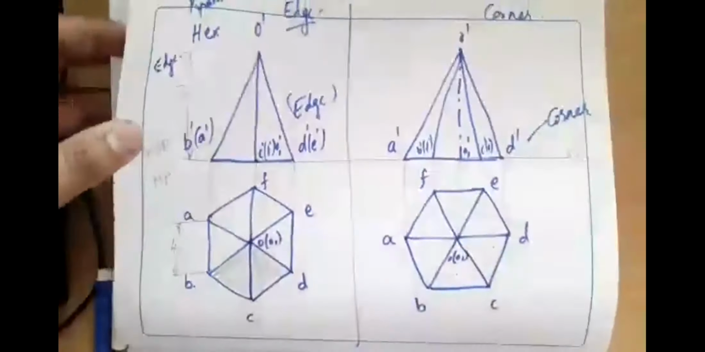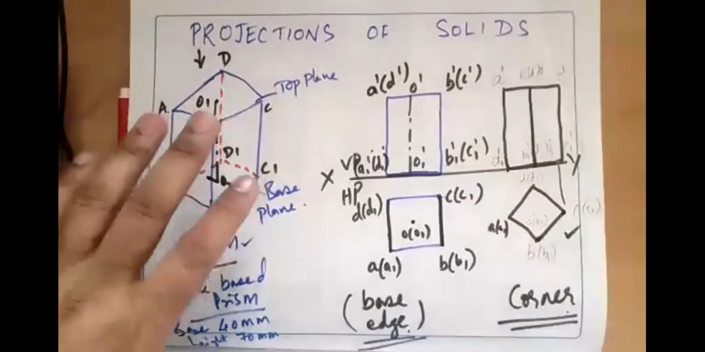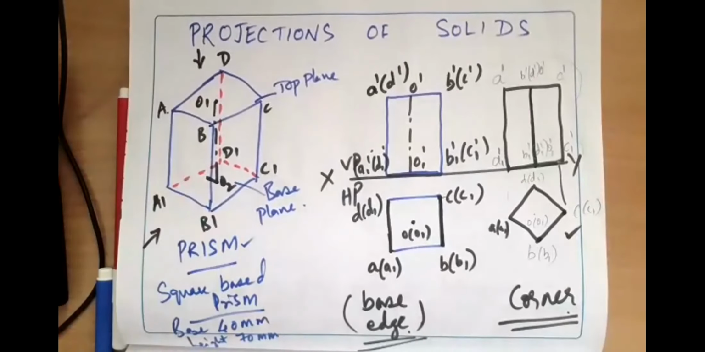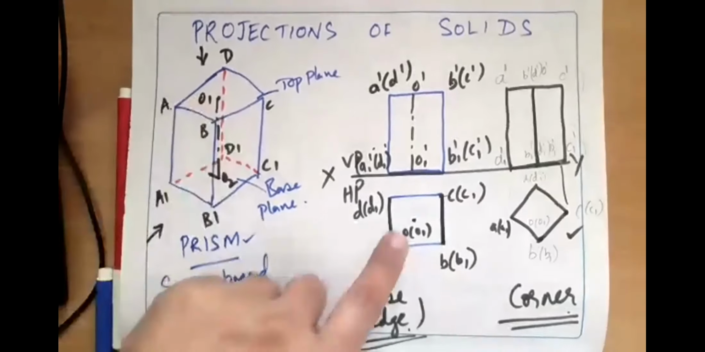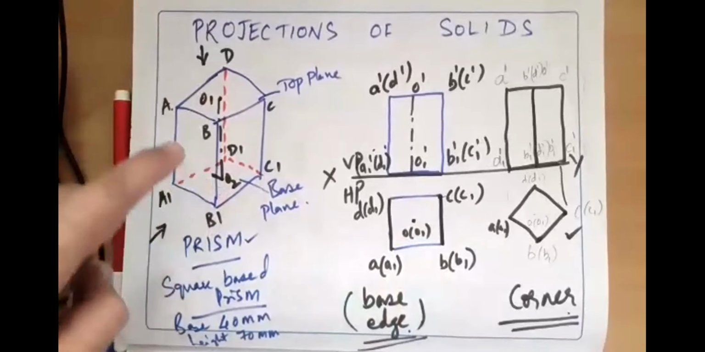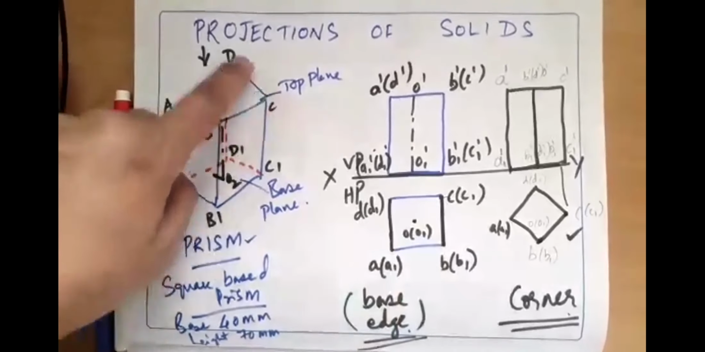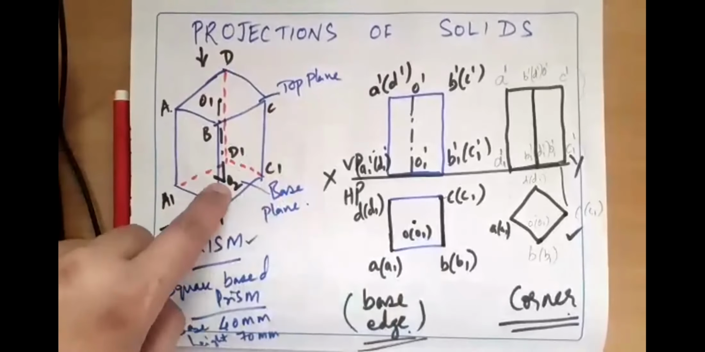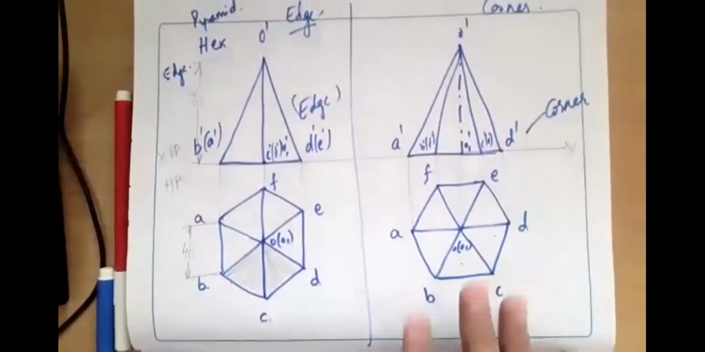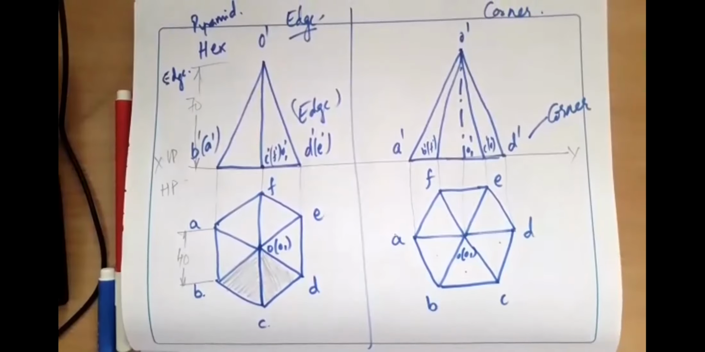This is a pyramid. This is a prism. In a prism, the top plane and bottom plane both will be of the same shape. That is, if it is a square base, the top and bottom will be a square. If it is a pentagonal based prism, here it will be a pentagon and here it will be a pentagon. So based on these conditions, you are going to solve the problem and continue with the conditions.